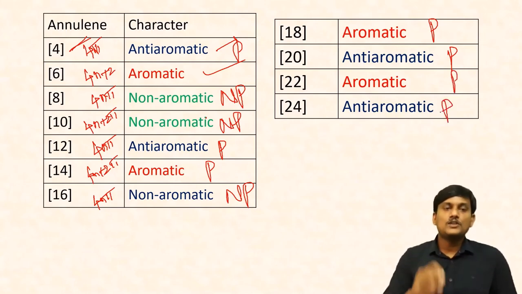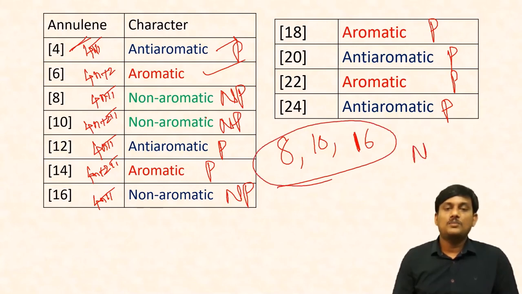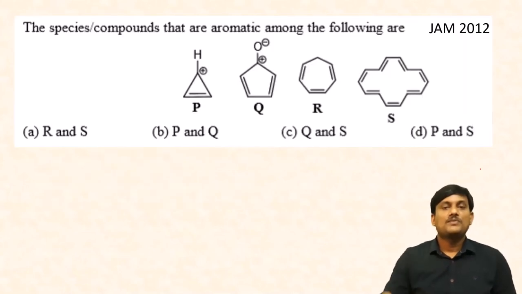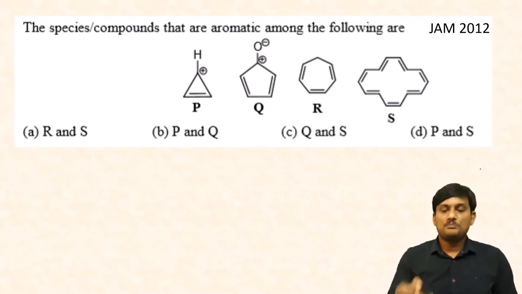So which annulenes are non-planar? 8, 10 and 16 annulenes are non-planar, so non-aromatic. In the coming video, we will also discuss some questions from previous years which appeared in JAM, GATE and other examinations.